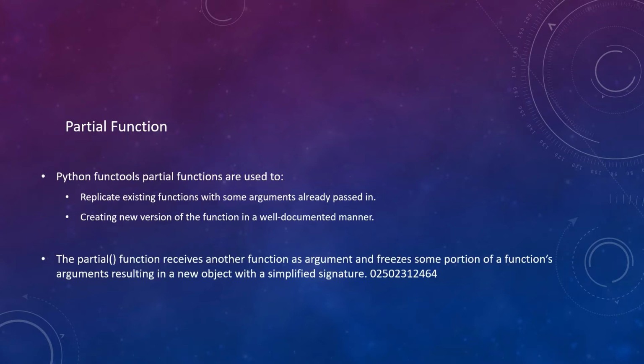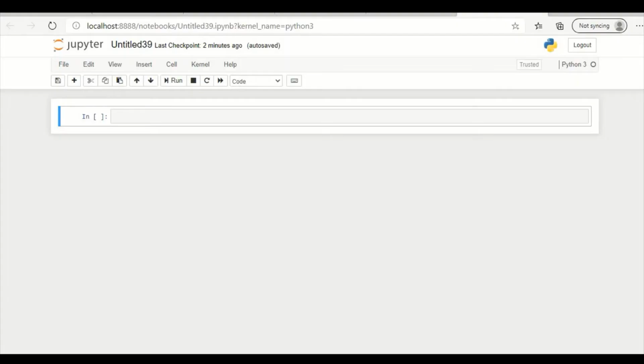The partial function receives another function as an argument and freezes some portion of the function's arguments, resulting in a new object with a simplified signature. That is, it takes an existing function, initializes a few of the parameters that are passed to that function, and creates another function and returns that. Let's see an example for partial.